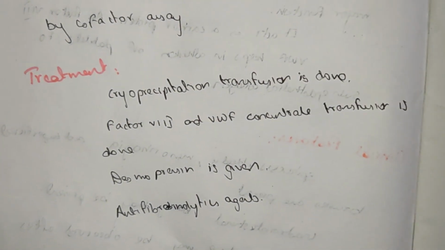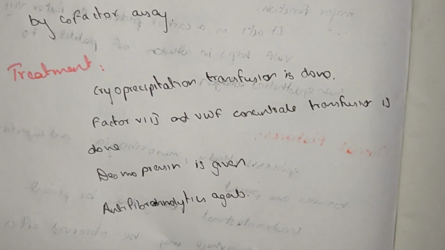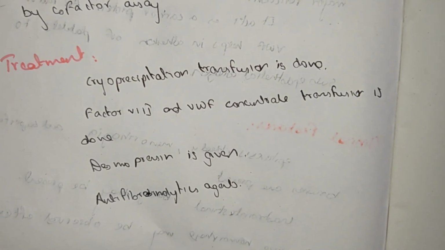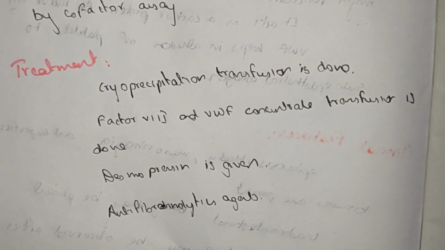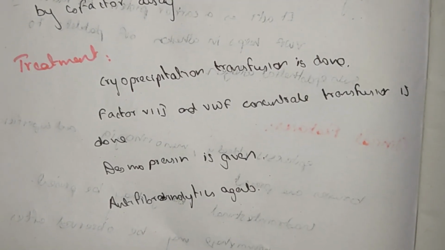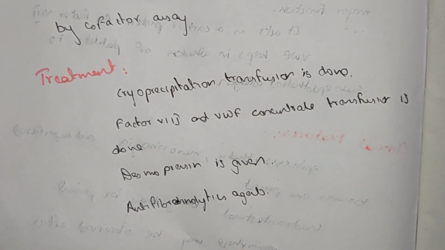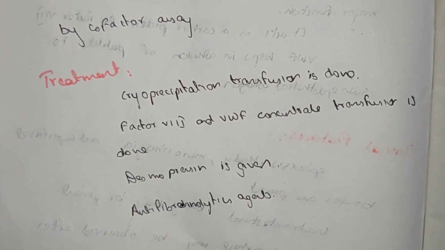For treatment, cryoprecipitate transfusion is done. Concentrated factor VIII and von Willebrand factor are given to the patient. Desmopressin is given, and antifibrinolytic agents are given. These are the treatments of von Willebrand disease.